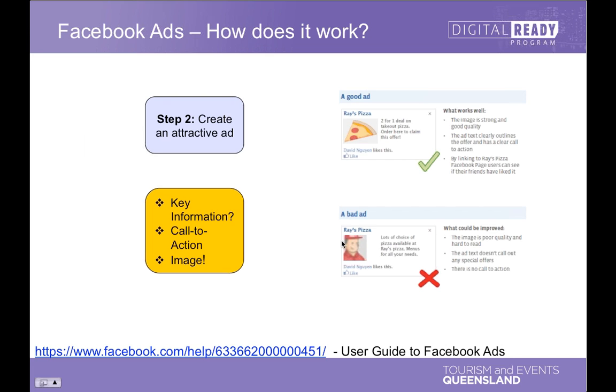Okay, so the image is not very good quality and it's hard to read. The ad text doesn't give you any particular offers, and there's no call to action. So when you are writing your ad, good image, clear what am I selling, and call to action, what do I want them to do.